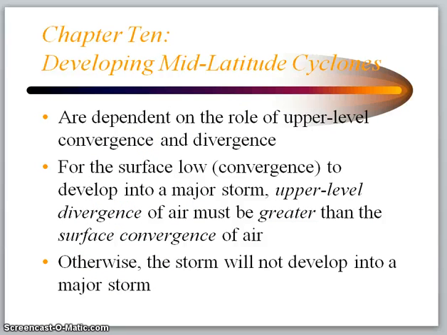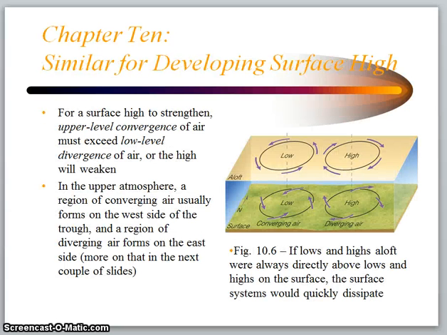Developing mid-latitude cyclones are dependent on the role of upper-level convergence and divergence. Convergence meaning air streams coming together, and divergence meaning air streams pulling apart. For the surface low, the convergence, to rapidly develop into a major storm, upper-level splitting of air streams, meaning divergence, must be greater than the surface convergence of the air. Otherwise, the storm on the surface is not going to develop into a major storm. It'll just be a plain old low pressure, not doing a lot.